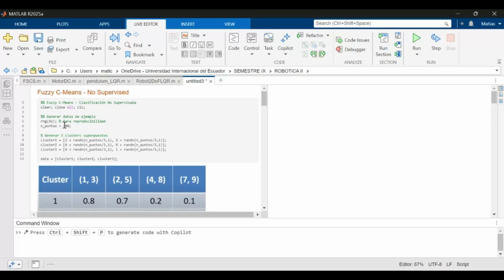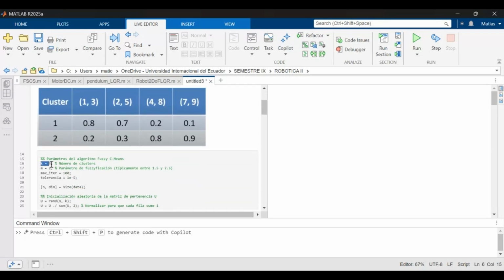We have 300 points, and we are gonna organize them in three different groups. We also have this parameter m, which is how permissive the points are between each boundary. This is a really important value, because if we have a value of 1, it's gonna be a harder algorithm, similar to k-means, and we don't want that, so we are gonna have some variation between the belonging of each data point in the different groups.